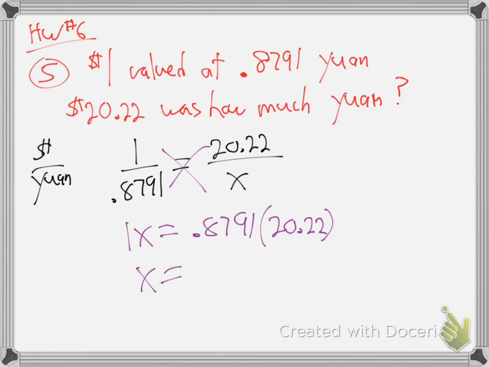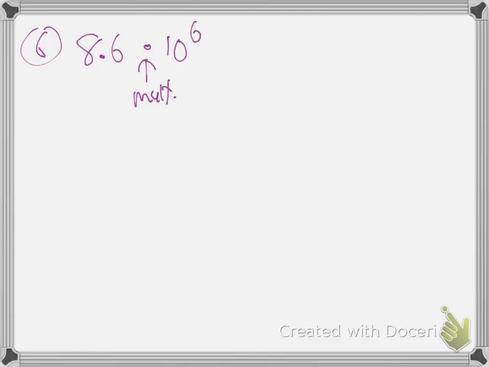Is it like 17.77? Oh, no, that's not dollars. That's yuan. How do I know that's yuan? Because the x was on the bottom, yuan were on the bottom. We good? Easy enough? Now, there's a lot of ratios in this section, right? Just two equal fractions. Proportions, they're called. That dot there is multiplies. Everybody see that? So it's 8.6 times 10 to the 6th.